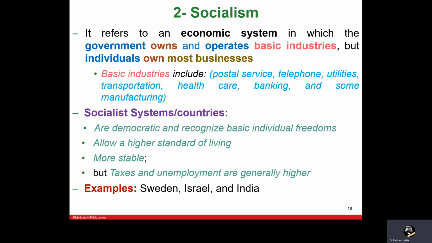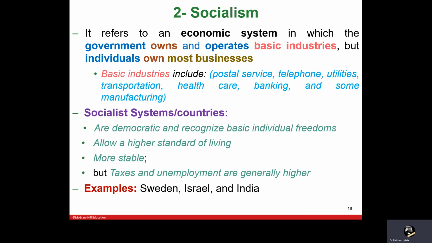The second type of economic system is socialism. Socialism is an economic system in which the government owns and operates the basic industries, and some individuals will own most of the other businesses. What do you mean by the basic industries? It includes the postal services, the telephone services, the utilities, the gas, the water, the electricity, the transportation, the healthcare, the banking. All the basic industries in that society will be owned and operated by the government.